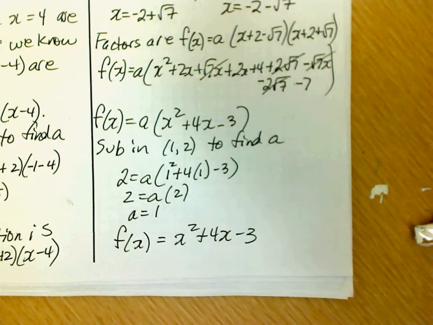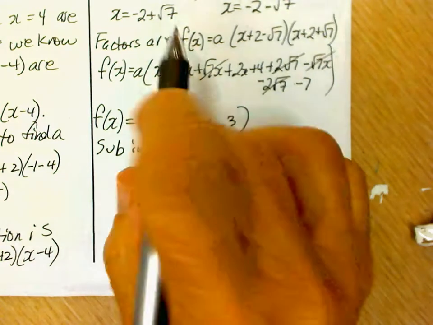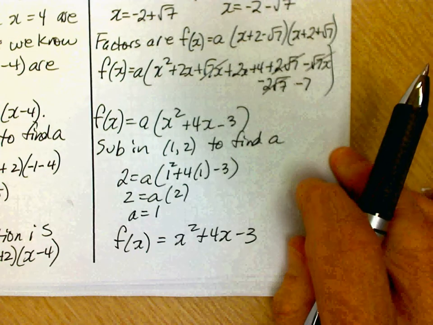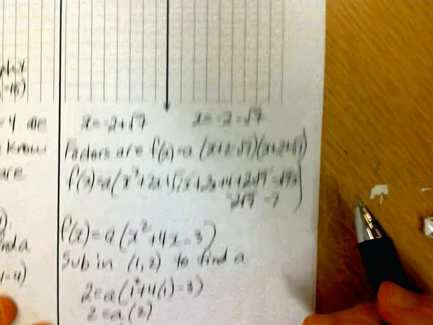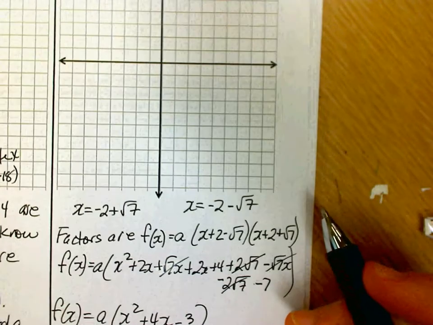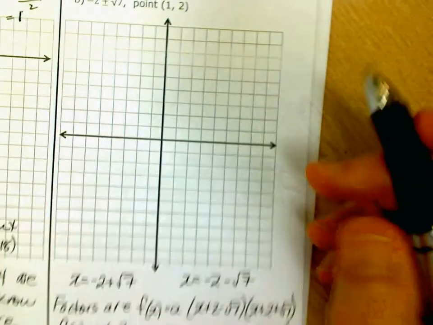Well, it's kind of hard to graph something with the square root in it. So let's just see if we can do something else here. Let's find our vertex. Oh, axis of symmetry.